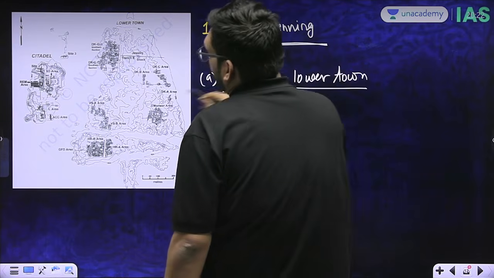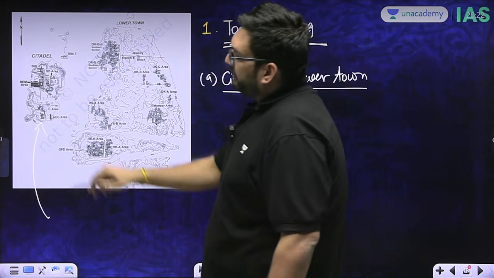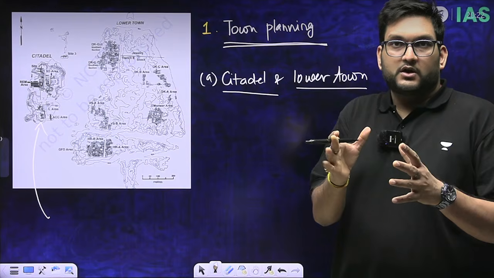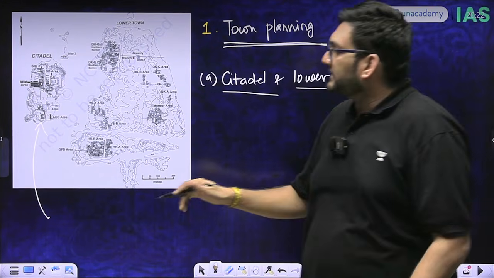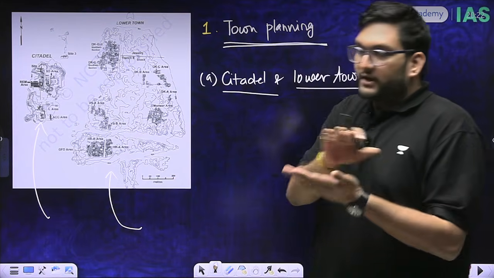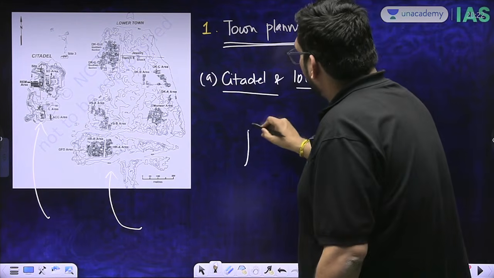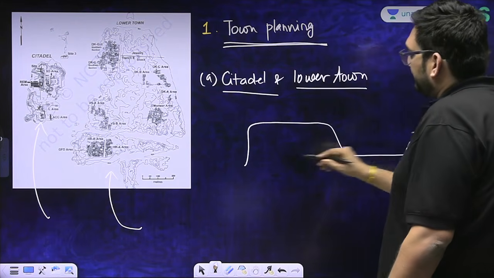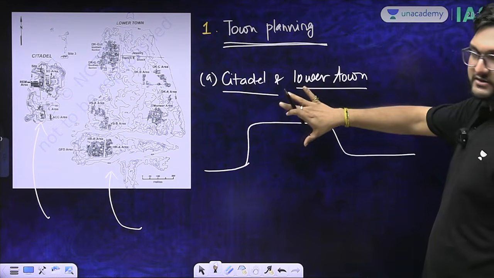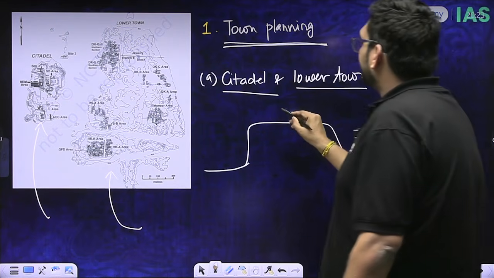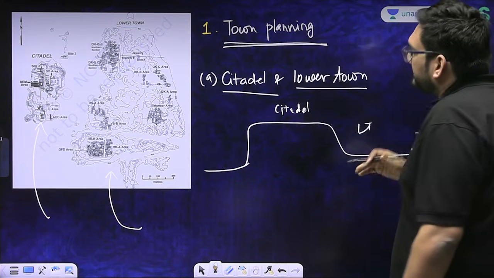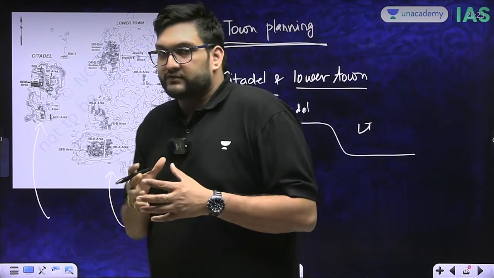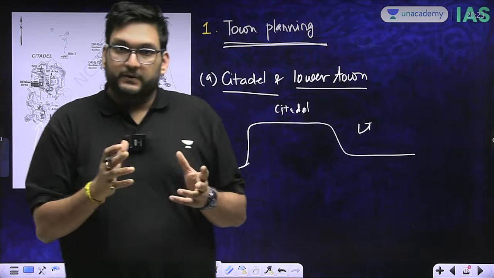When we talk about citadel and lower town, as you can see here, there's one part of the whole civilization which is on a mount which was man-made, made by the Harappans themselves. And you have a lower town. Basically, if we look at this whole concept sideways, we have something which is raised, something which is down. This is the citadel and this is the lower town. What is even more interesting is this is an example of spatial division according to purpose. Why?